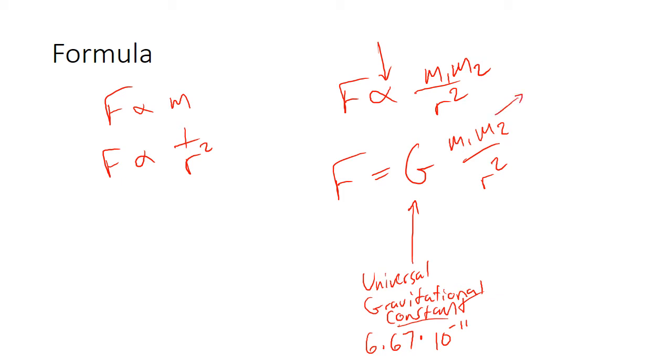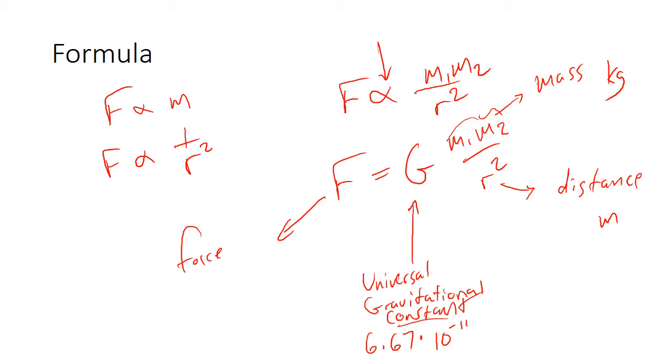So let's talk about these guys. Both of these are mass. Both of them are going to be in kilograms, right? Now, the masses are the two things. So, for example, the Earth and the Sun, the Moon and the Earth, whatever two things you're talking about. R is the distance between them, or radius between them. That's going to be in meters. Ta-da! And F is going to be the force of attraction. It's always going to be attracting.